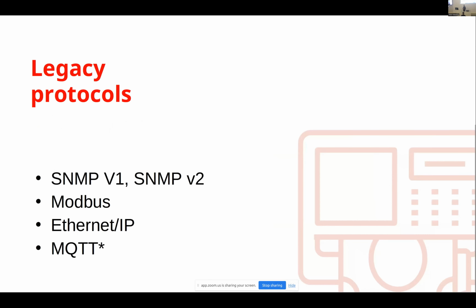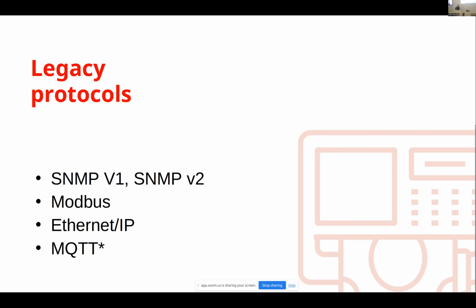So one issue is legacy protocols or old protocols like SNMP version 1, SNMP version 2, Modbus, Ethernet IP, MQTT to some degree. They were designed with maybe simplicity in mind and not with security in mind, especially if we talk about Modbus, for example. Basically, Modbus allows you full control over the device. You can read device registers, you can write device registers. You only need the ability to connect.